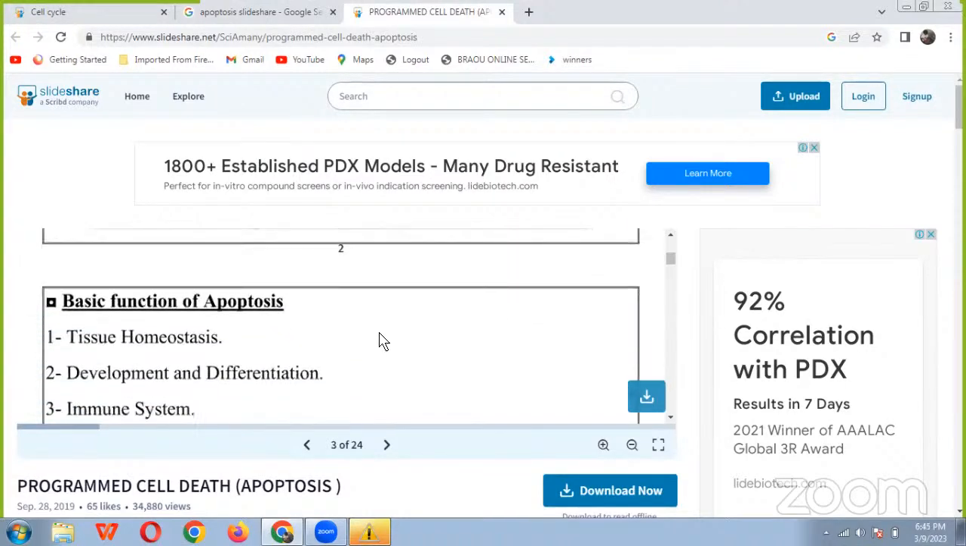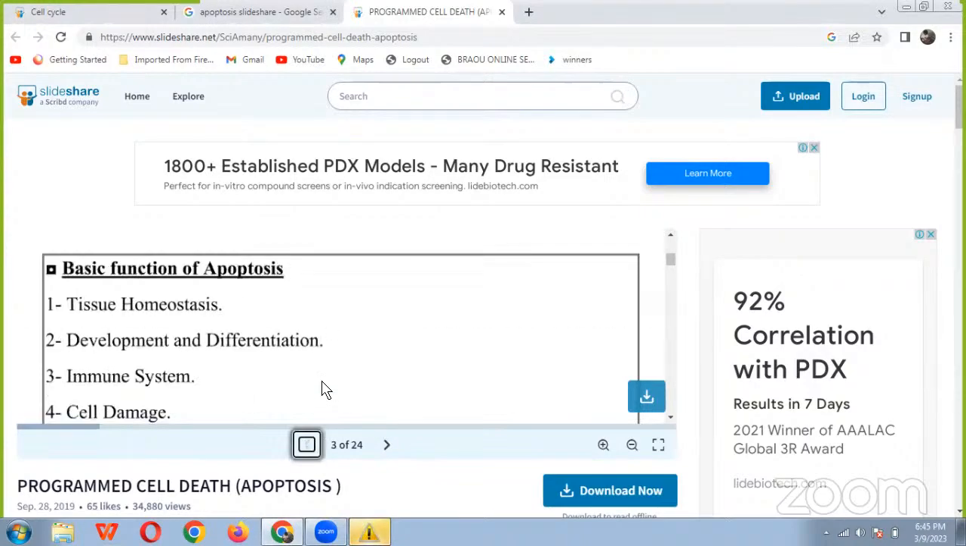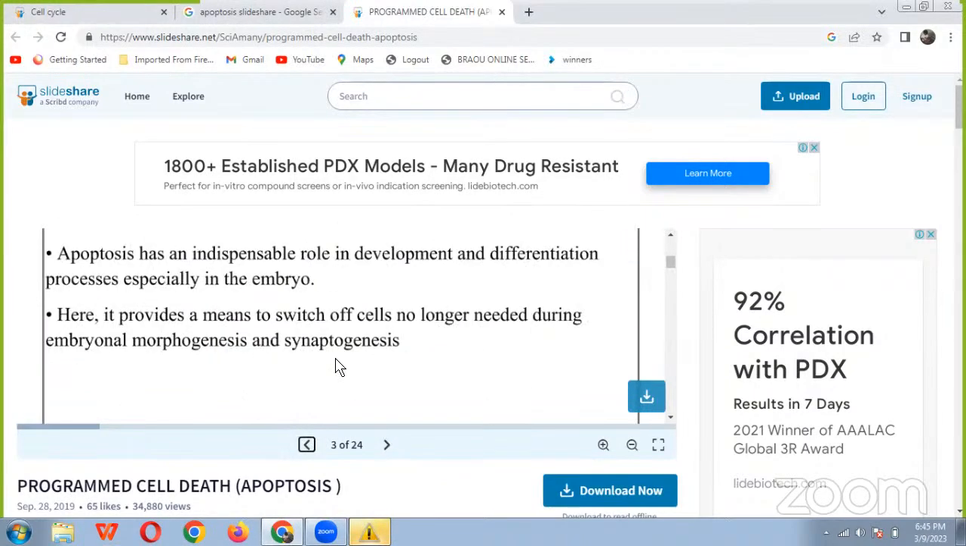Okay. What are the basic functions of apoptosis? These are tissue homeostasis and development and differentiation, the basic functions of apoptosis. Next one is the immune system. Tissue homeostasis plays an independent role in the development and differentiation process, especially in the embryo.